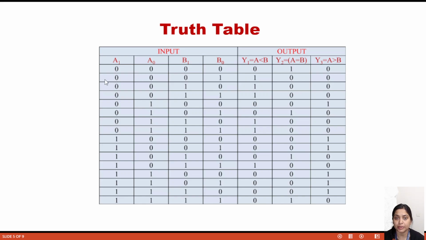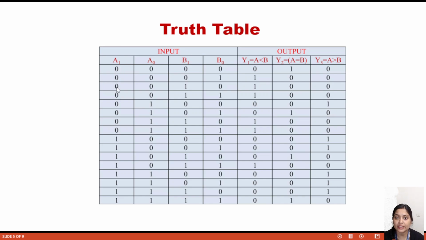Then the next one, 0 0 0 1. First of all, we compare the MSBs. Both A1 and B1 are 0, so we have to go for the next bit, A0 and B0. You can see that A0 is 0 and B0 is 1. So you can easily understand that A is less than B, or B is greater than A. So here I will put the 1.